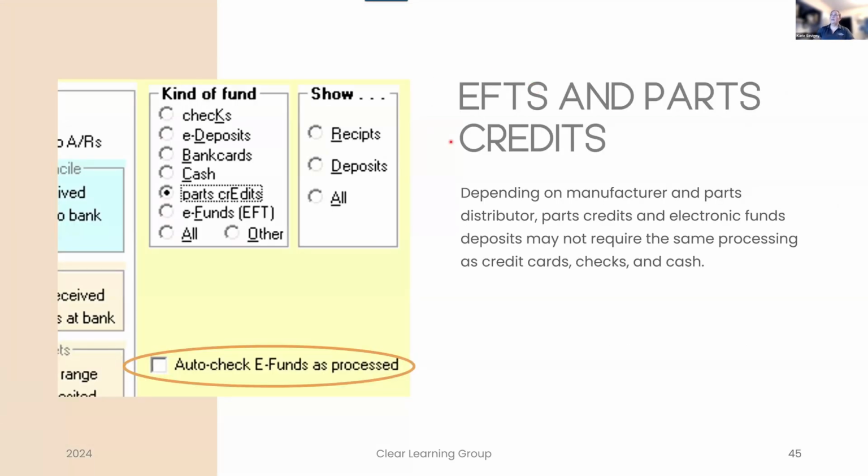And then the final one we have here is EFTs and parts credits. So EFTs and parts credits are a little different because parts credits specifically obviously don't represent cash in your system. They're credits on your bill. And then EFTs are already in your bank. So you don't need to make a bank deposit for EFTs. So you have the option here at the bottom, if you choose EFTs or parts credits, to auto mark those things as processed. So that helps to clean up that system and make sure that, again, that area partition doesn't get so full and over bloated that your system starts yelling at you and your functionality is decreased.